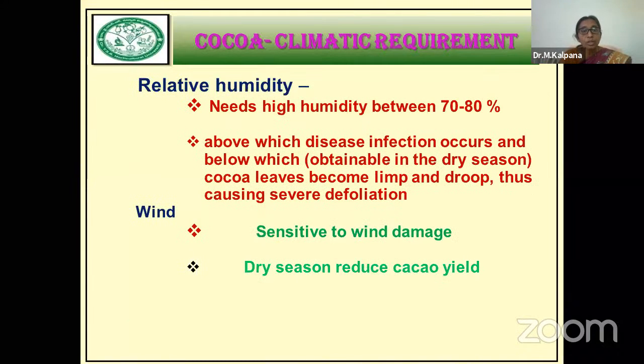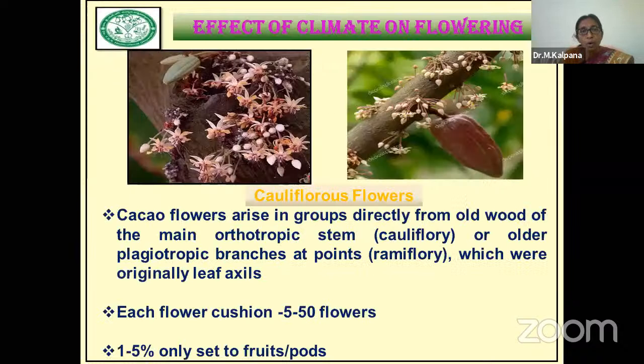Coming to the relative humidity, it needs a very high humidity of 70 to 80%. But when the humidity is more, it paves the way for disease infestation. Whereas when the humidity is less, the cocoa leaves become limp and droop, thus causing severe defoliation. And also it is very sensitive to wind damage. Also dry winds will reduce the cocoa yields.